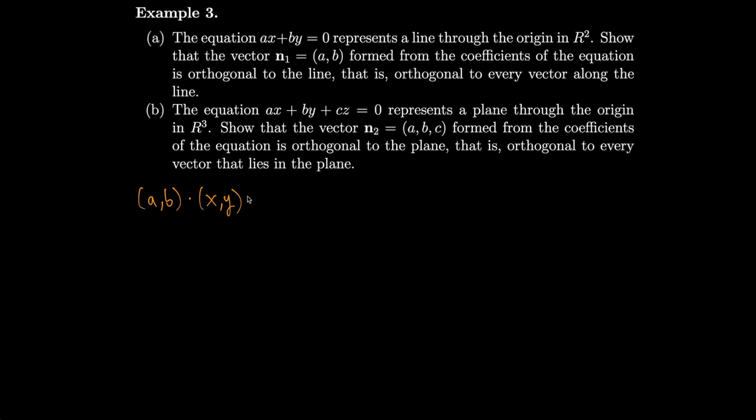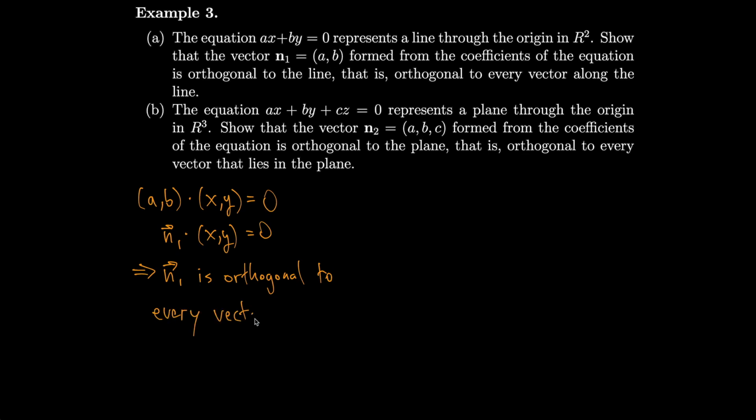So that equals 0 by our assumption, which is the same thing as saying that our normal vector n1 dotted with a point (x, y) is equal to 0. Our point (x, y) is totally arbitrary, so that implies that n1 is orthogonal to every vector (x, y) on the line.